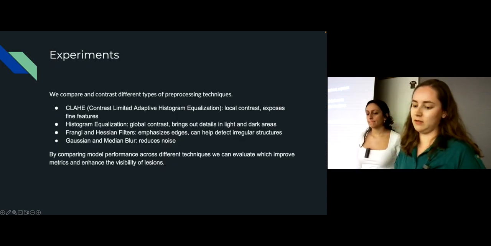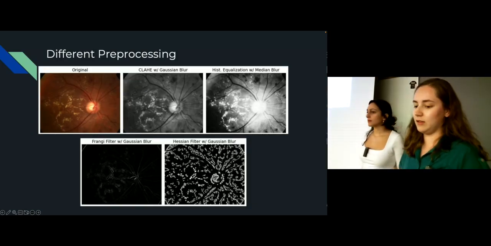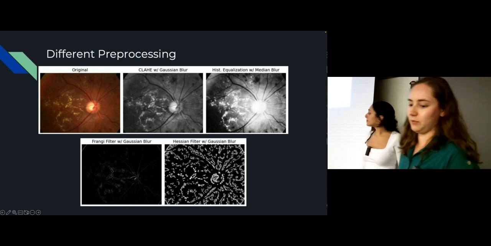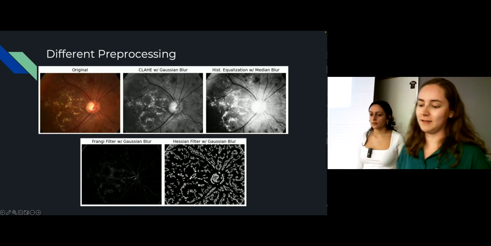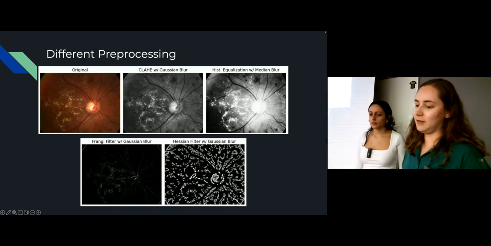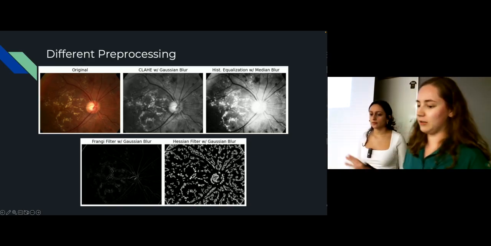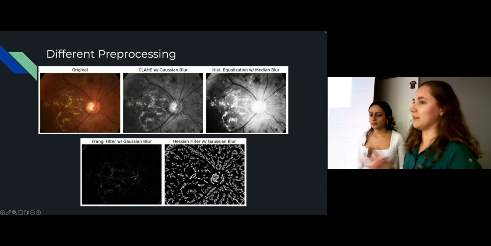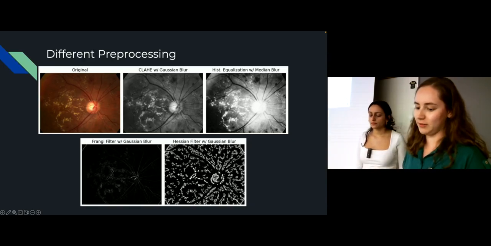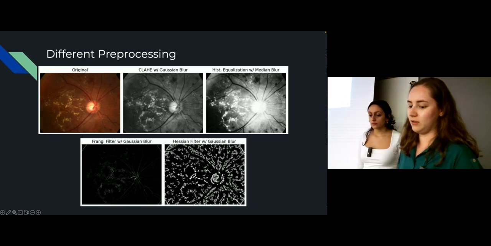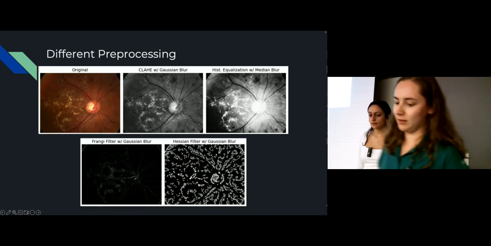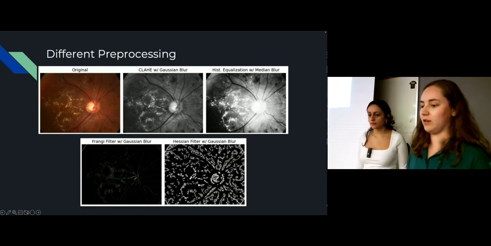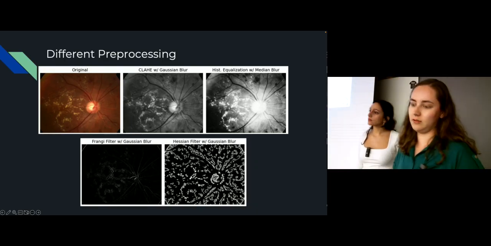This is an example of each of those different preprocessing techniques, with the original on the left and then the CLAHE. You can see that the regular histogram equalization definitely brings out those bright and dark parts. The Frangi focuses on smaller, oblong vessels, and the Hessian filter captures more structures.